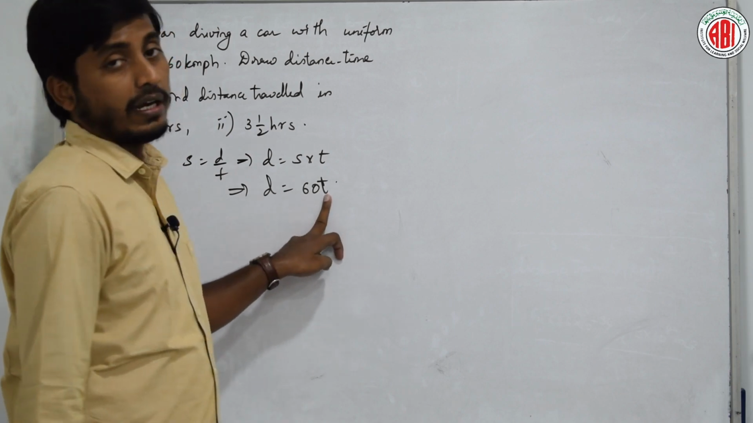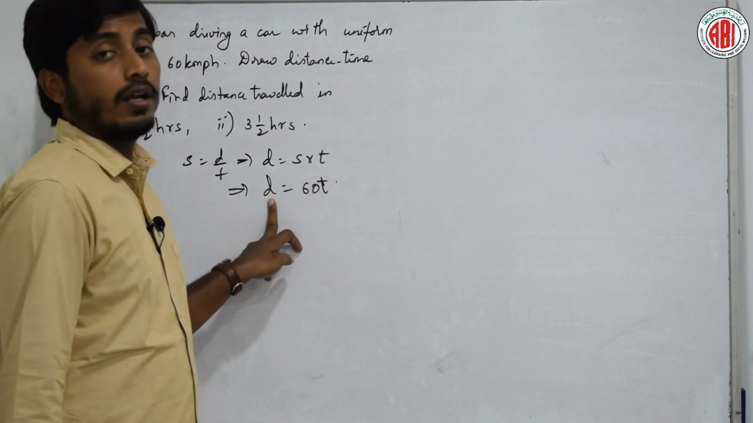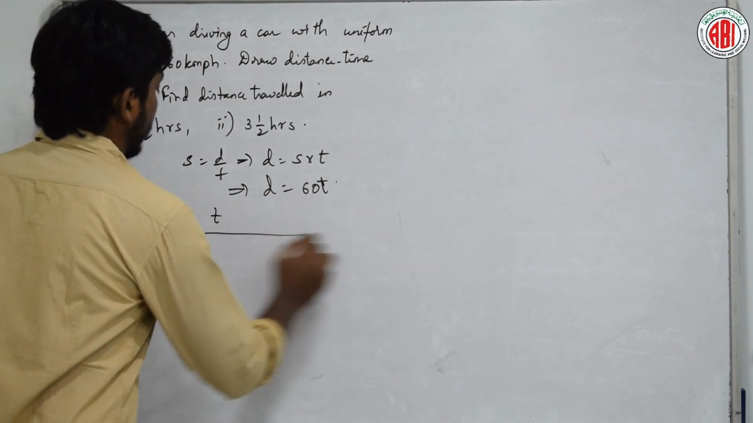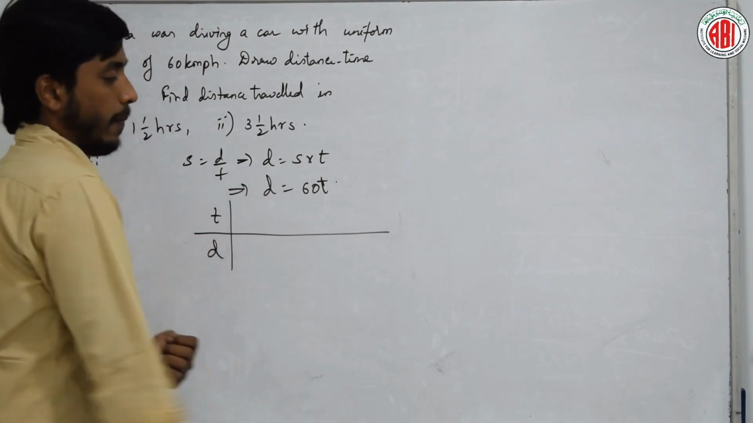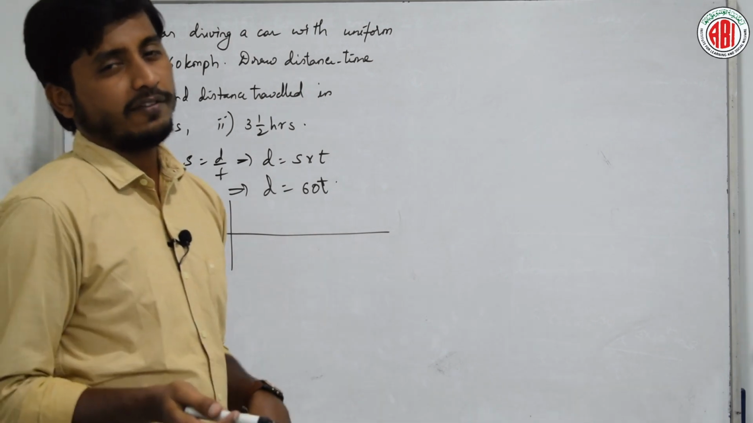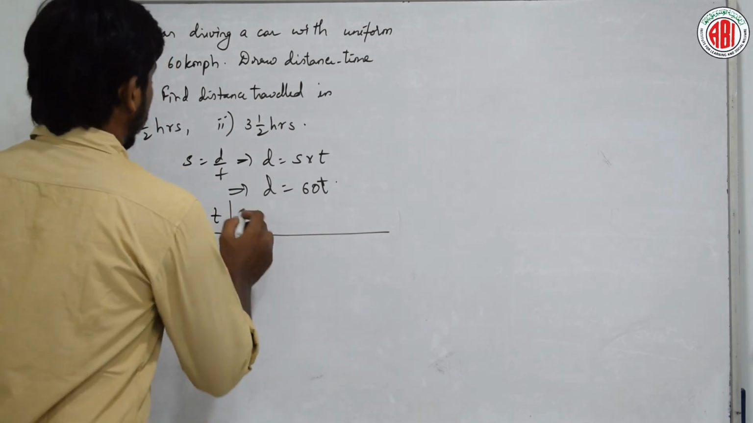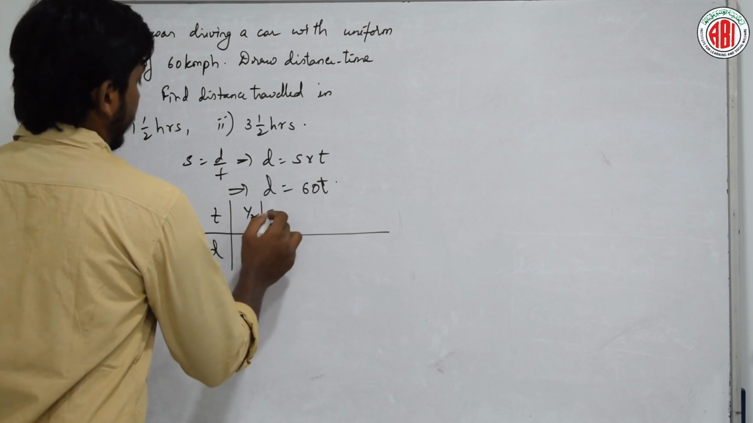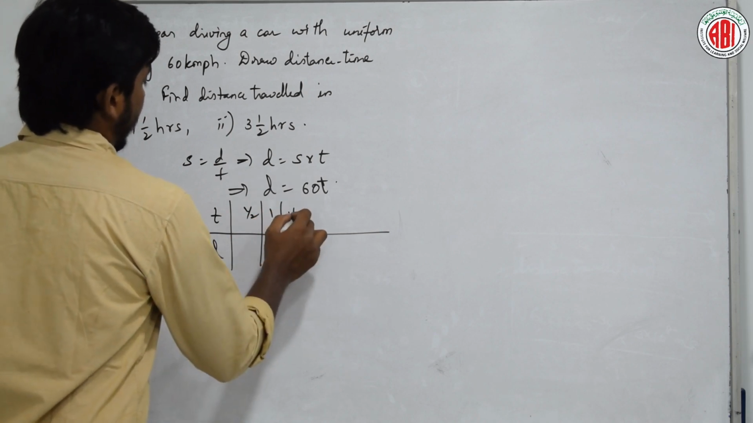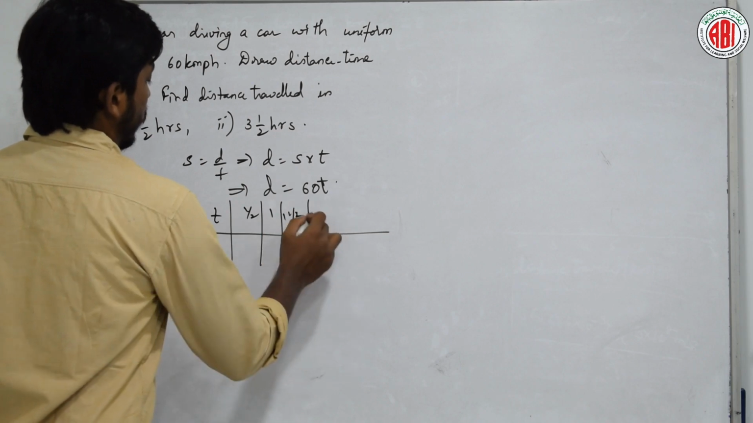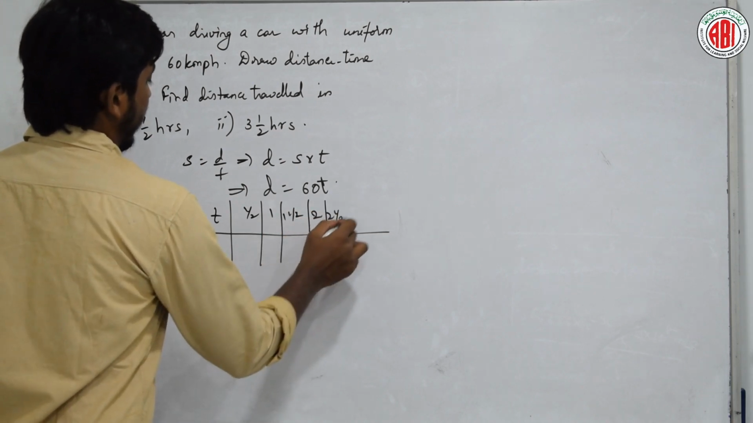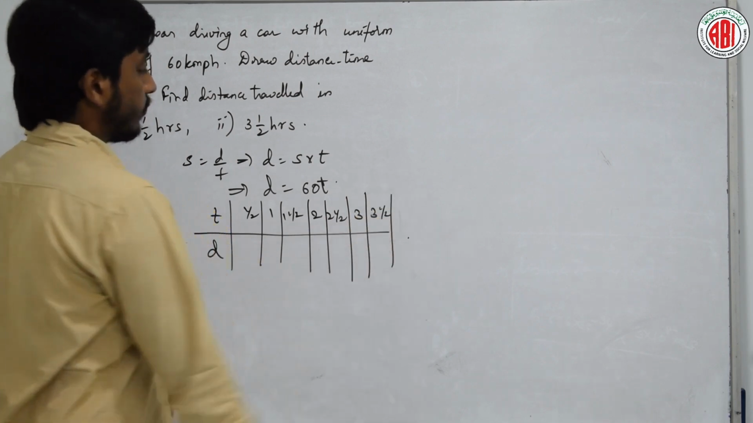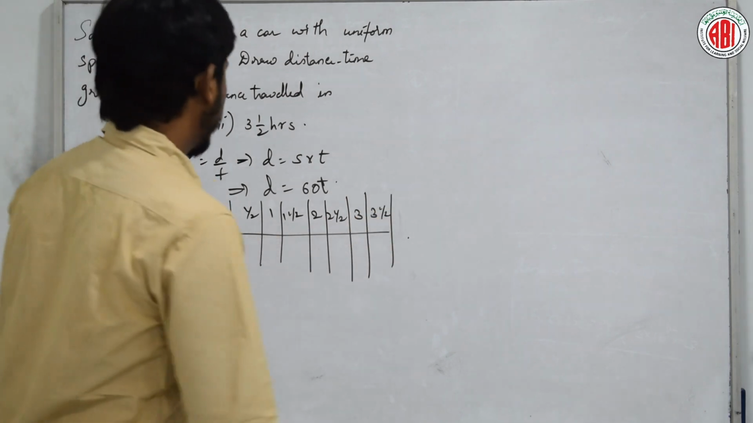Let us take t on the x axis and d on the y axis. So, let us substitute t and d. Let us have it for every half an hour: first half an hour, and the next 1 hour, 1.5 hours, 2 hours, 2.5 hours, 3 hours and 3.5 hours. Let us substitute it.